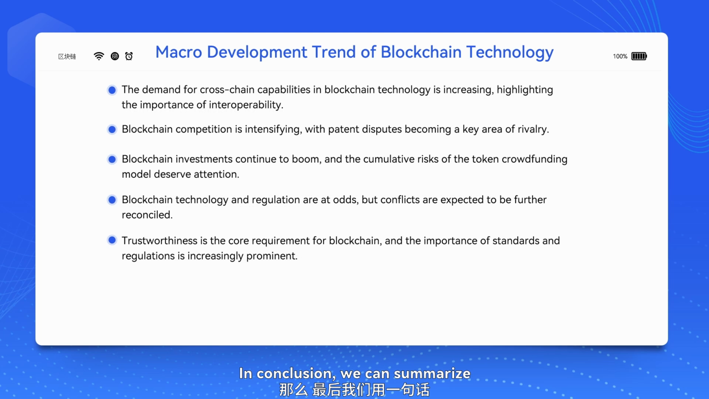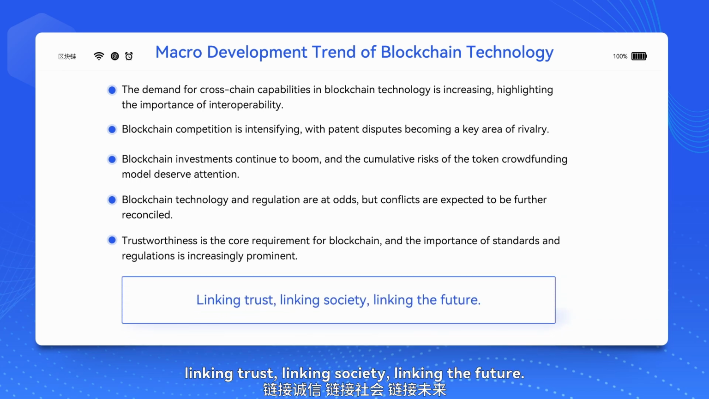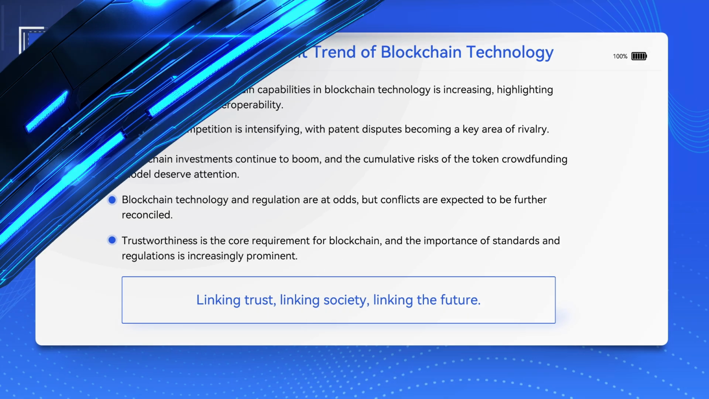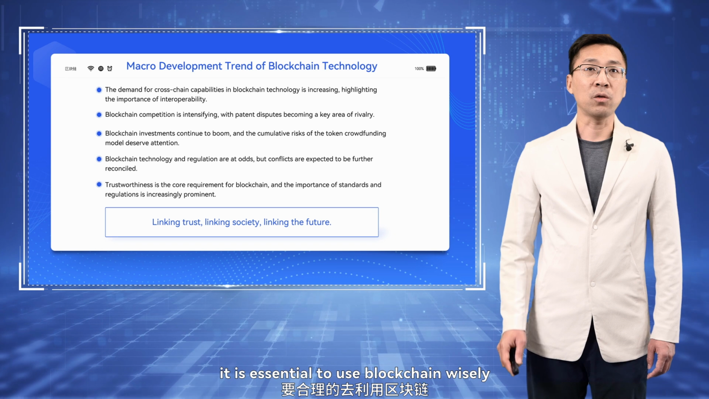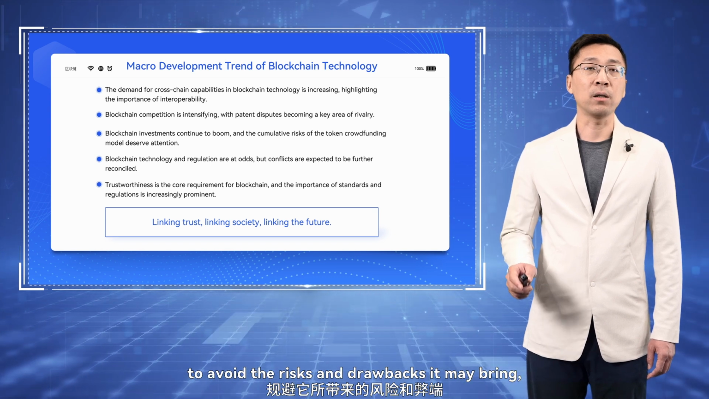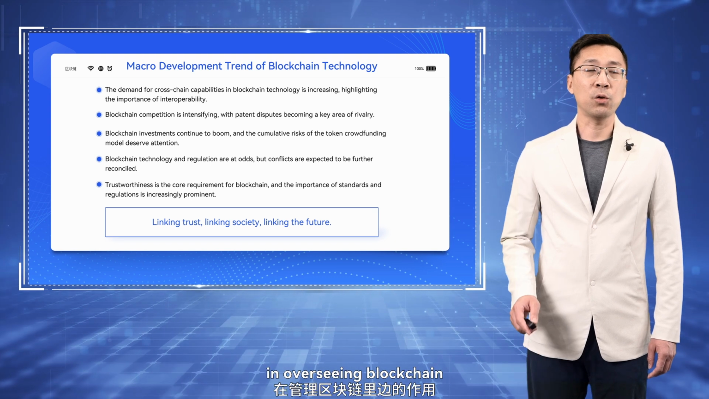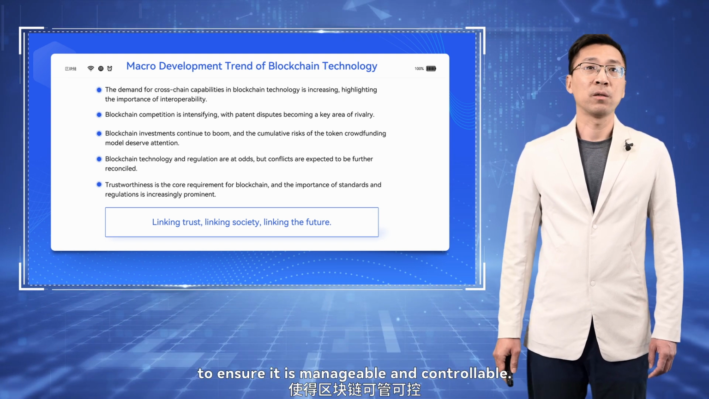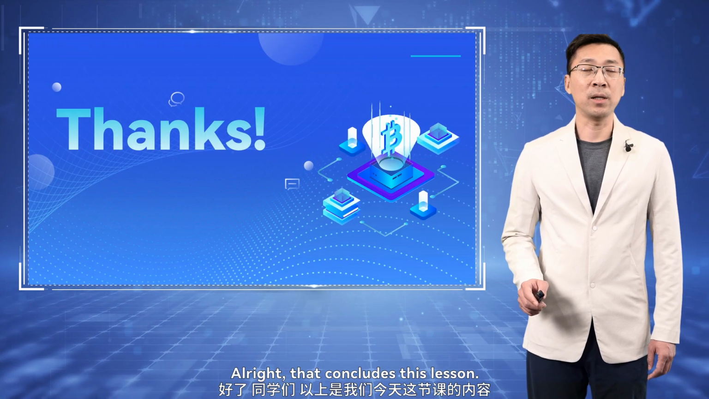In conclusion, we can summarize the macro development trend of blockchain technology in one sentence: linking trust, linking society, linking the future. In the future, it is essential to use blockchain wisely to avoid the risks and drawbacks it may bring, while fully leveraging the role of management in overseeing blockchain to ensure it is manageable and controllable. All right, that concludes this lesson.